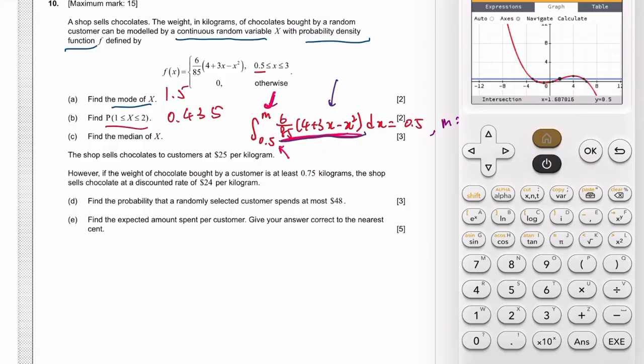Now the shop sells chocolate to customers at $25 per kilogram. However, if the weight of chocolate bought is at least 0.75, the chocolate would be at a discount. Find the probability that a random customer spends at most $48.